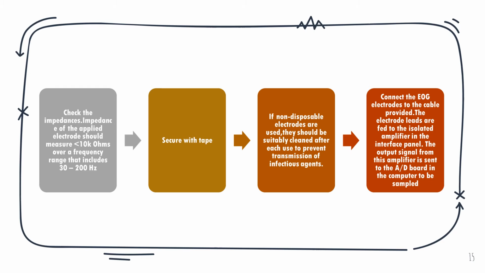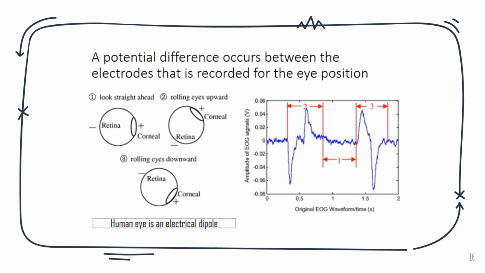Next, last but not least, connect the EOG electrode to the cable provided. The electrode leads are fed to the isolated amplifier in the interface panel. The output signal from this amplifier is sent to the analog digital board in the computer to be sampled. The human eye is an electrical dipole, so there is a potential difference that we can record when the electrode is placed.